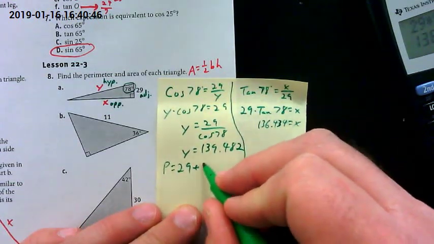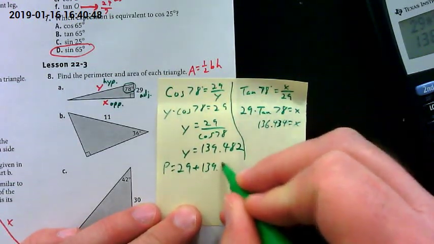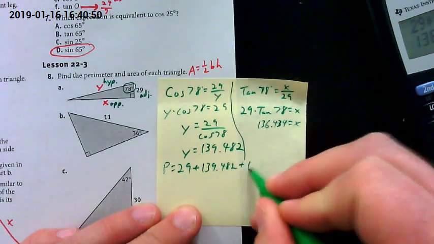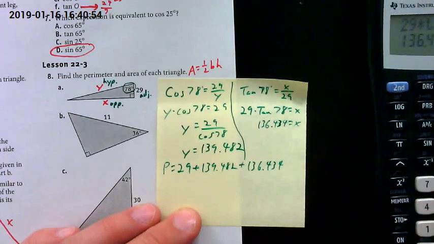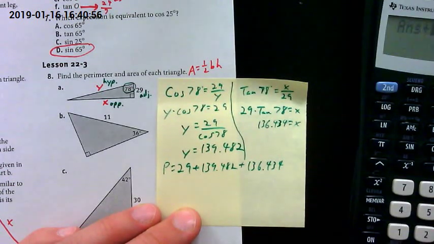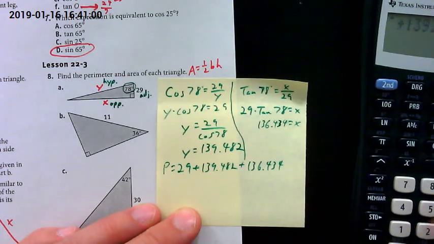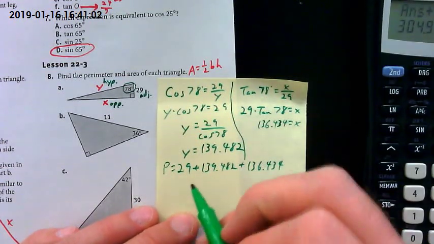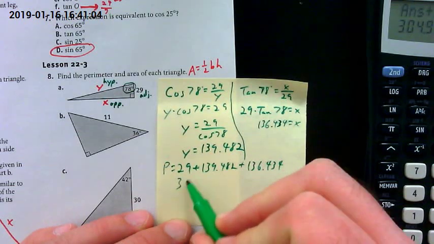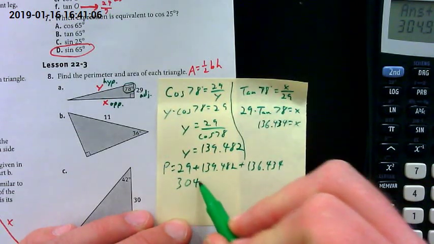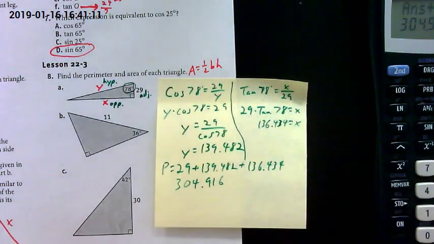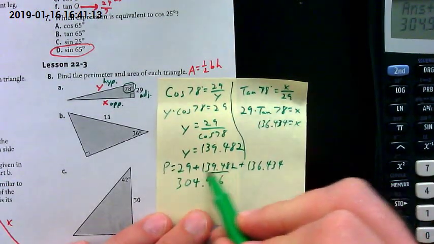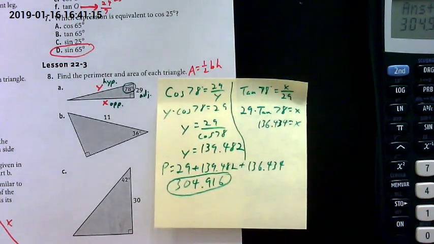29 plus 139.482 plus 136.434. So add them all up. Wait, so you added all the ones on the outside? Yep, again, that's how you get perimeter, right? Yeah. So that's 304.916. That's our perimeter. That's one of our two answers.